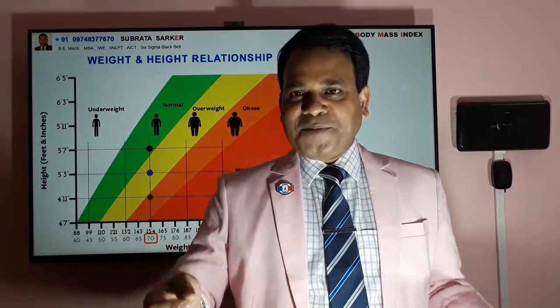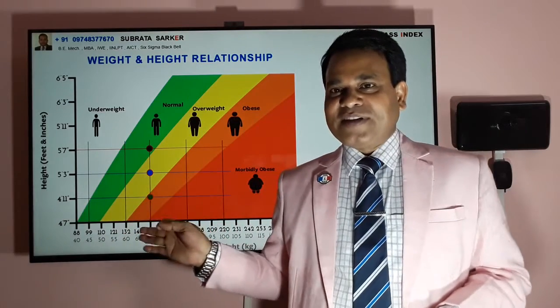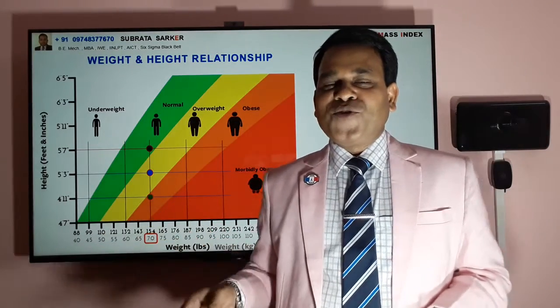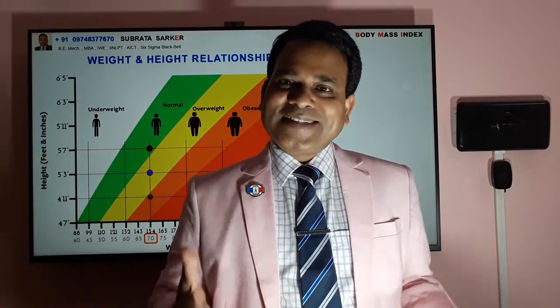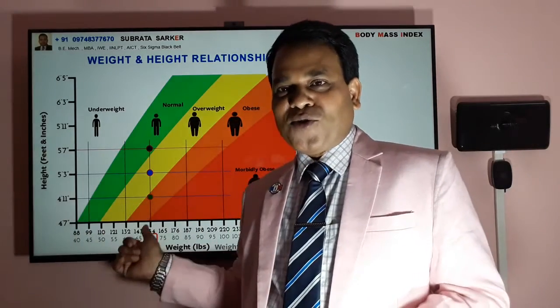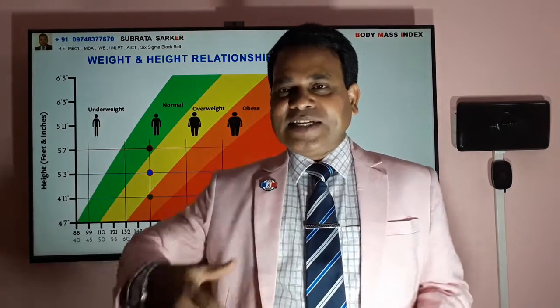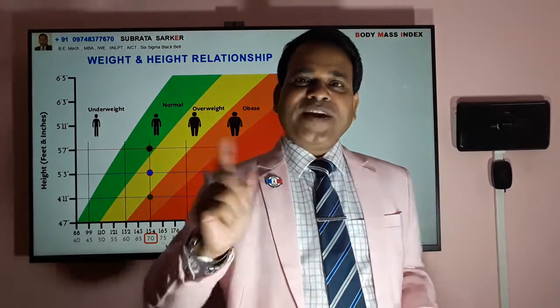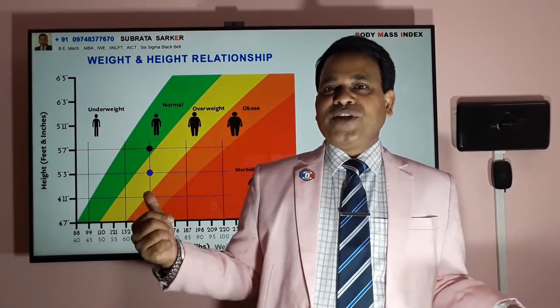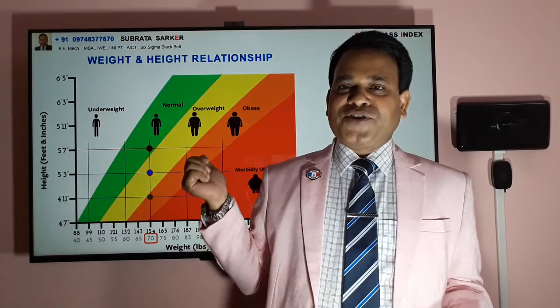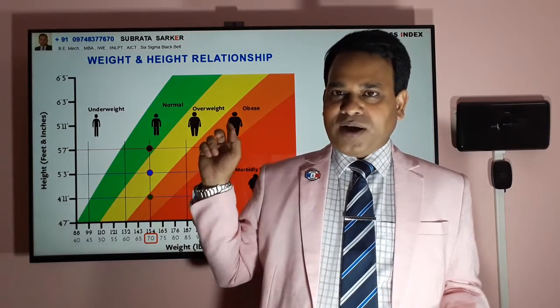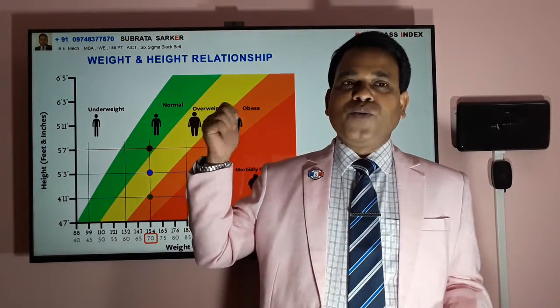At the same time, if the person's height is 4 feet 11 inches and weight is 70 kg, he or she will be overweight. So in this way, from this graph, you can find out which zone you are in by drawing the line from your height and the corresponding weight.